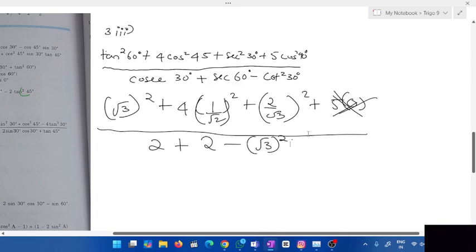So the first exercise was using formula, ratio formulas. The second exercise is only tables.